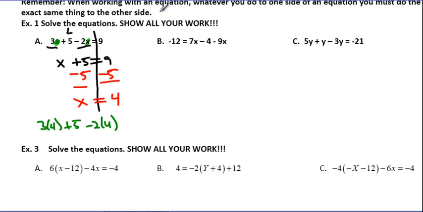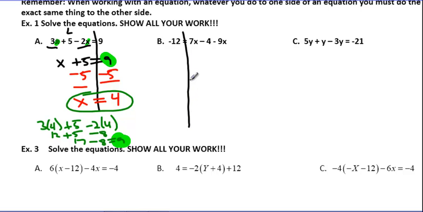So let's go back. This is going to be 12. 12 plus 5, and this is minus 8. 12 plus 5 is 17. 17 minus 8 is 9. 9 is equal to 9. So these are equal. I know this is the right answer. Check your work. It's so easy to do. And again, your calculator can help you with this work too. Let's move on to B.